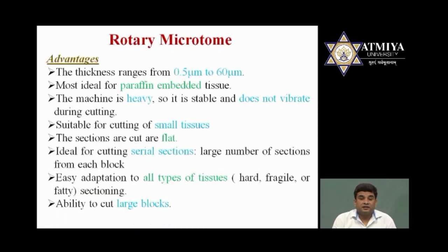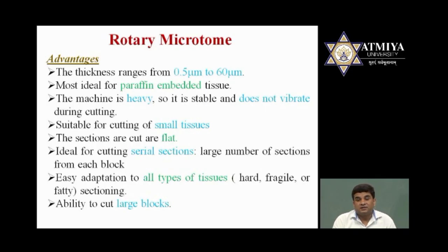There are various advantages of the rotary microtome. That's why this microtome is very useful in all labs. First of all, you can get sections of a wide range, like 0.5 micron to 60 micron. This type of microtome is useful for all types of tissue, whether fragile, hard or small. It is also very user friendly. Another advantage is that it is very stable and heavy, so you get very good quality, flat sections, and you get serial sections.